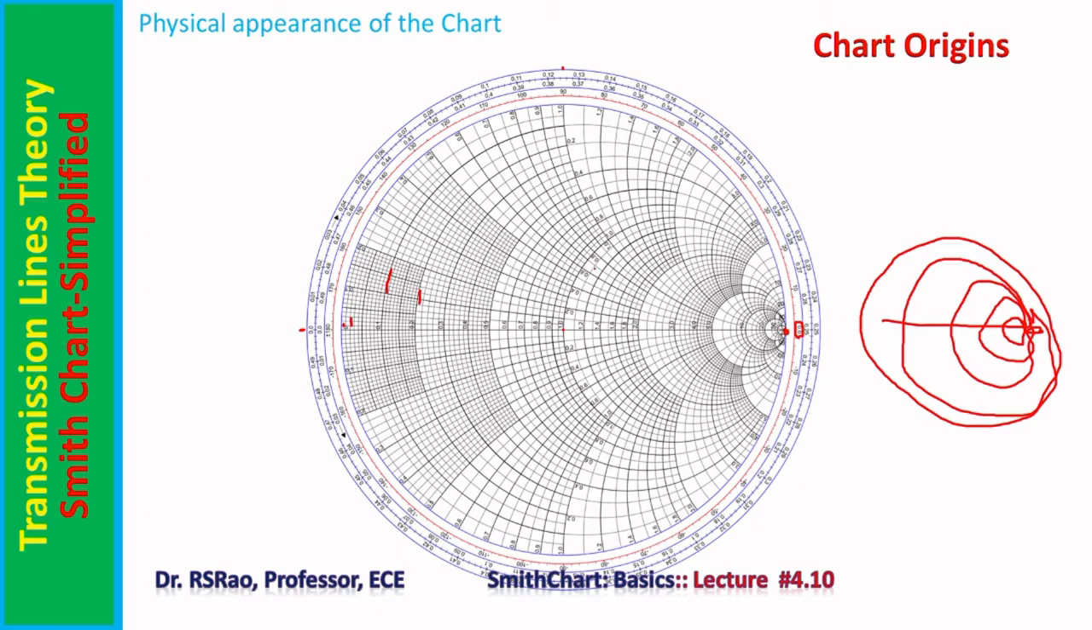So a set of circles are there. All these circles pass through the rightmost point, and there are also arcs. What are these arcs? You see here, this is an arc, this is an arc, this is an arc. Several arcs are also there. Some arcs are moving upwards like this. Some arcs are moving downwards like this.